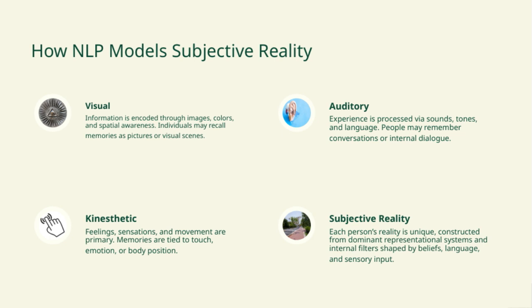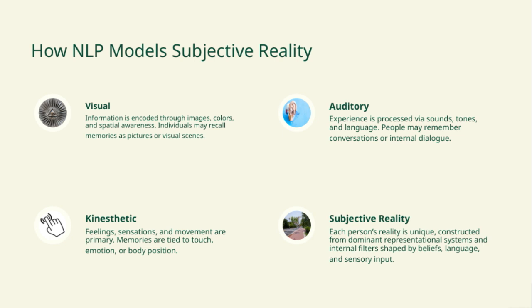Others are more auditory. They process information through sounds, tones, and language. These individuals might remember conversations vividly or have a rich internal dialogue. Then we have visual thinkers, who encode information through images, colors, and spatial awareness. Their memories often come as pictures or visual scenes.